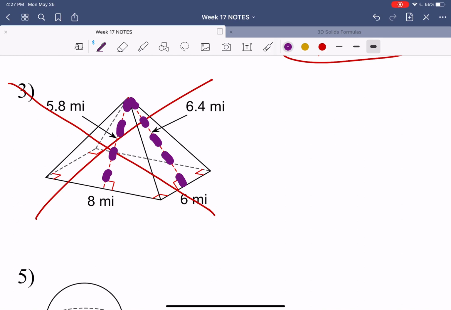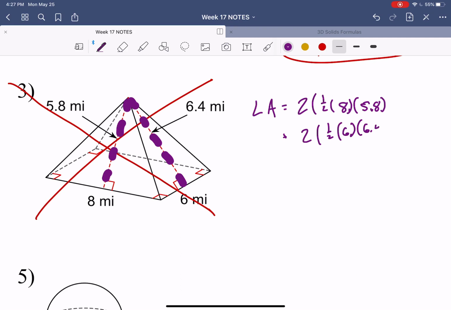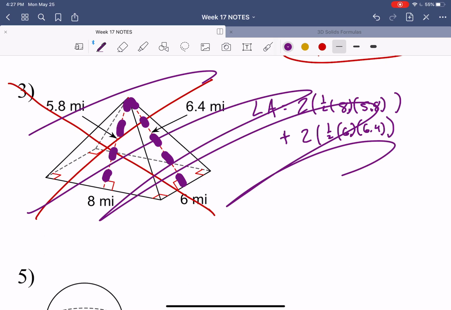If we wanted to, we would have to break apart our lateral area. We have 2 triangles that have the area of 1/2 times the base, 8 miles, and the slant height of that one is 5.8. And then you do 2 triangles where the base is 6 and that slant height is 6.4. And you would add those 2 together. But again, we're not doing it, and I'll take it off your homework.